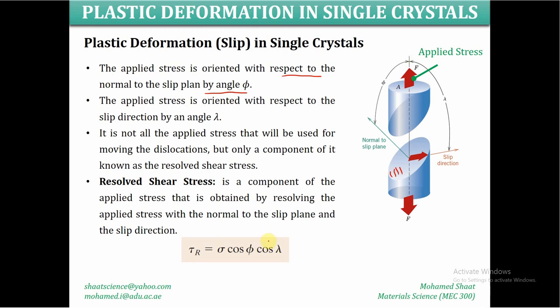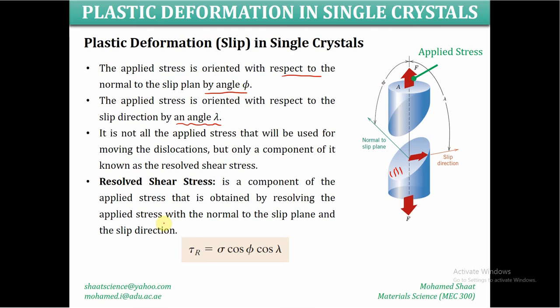Also, there is another angle that we are going to define, between the direction of the applied force and the direction of the slip. This is the slip direction. This is the direction that the dislocation line is going to follow, sliding over or moving over this slip plane. If we measure the angle between the slip direction and the direction of the applied force, this is going to give us another angle. Let us give it the name lambda. So lambda is the angle between the applied force and the slip direction, but the angle between the normal to the slip plane and the force gives us the angle phi.